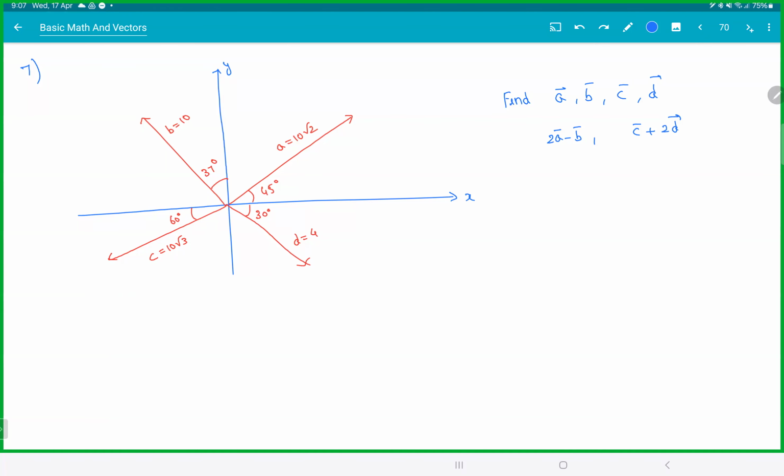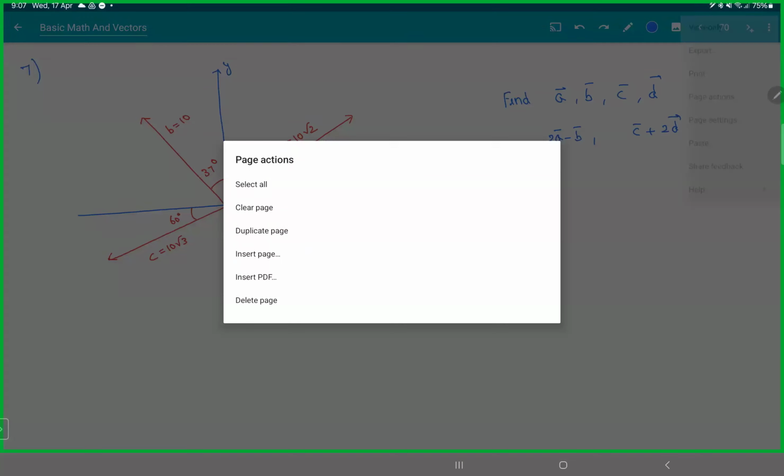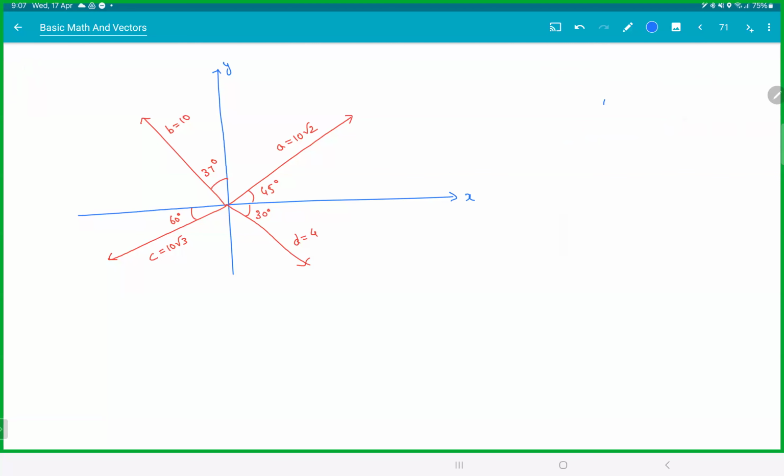Okay, let's see the first one. So you have to go like this, and you have to go like this. So this is 10, and this is 10. So A bar is 10 I cap plus 10 J cap. I hope that was clear.